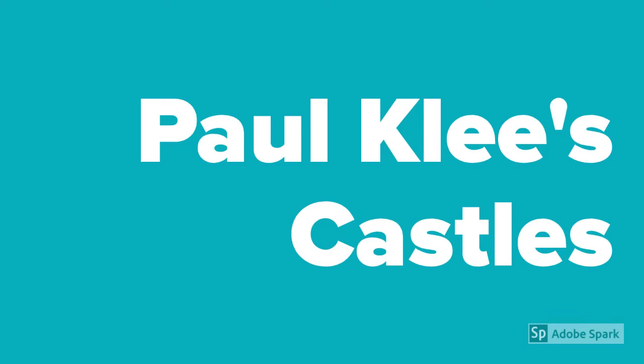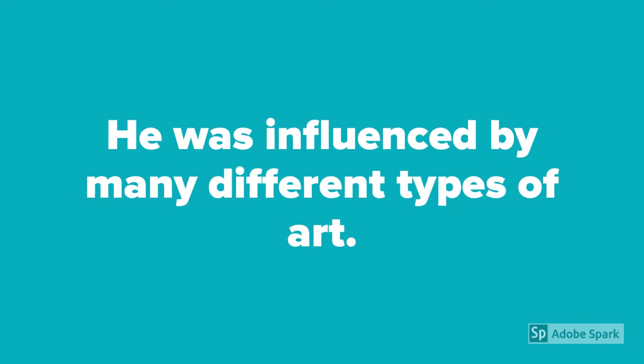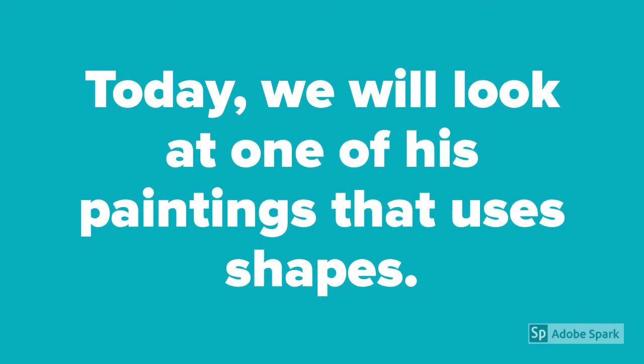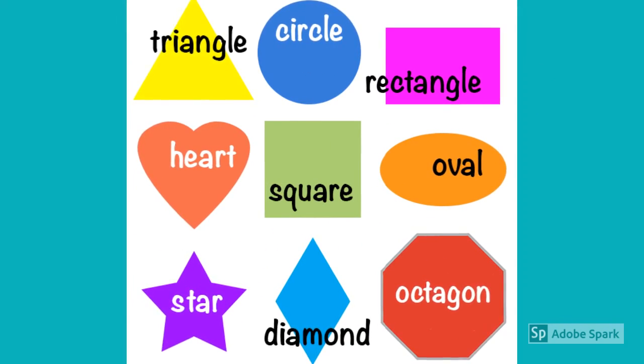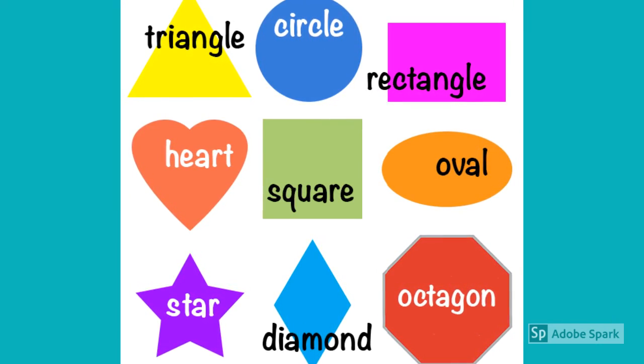Today we'll be learning about Paul Klee's castles. Paul Klee was a German artist. Like many other artists, he was influenced by different types of art. Today we will be looking at one of his paintings that uses shapes. When we look at his painting, see how many of these shapes you can recognize.